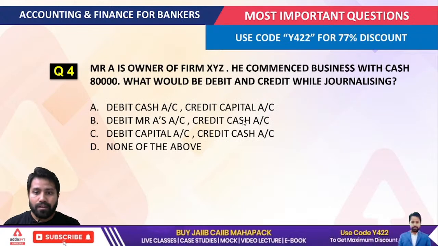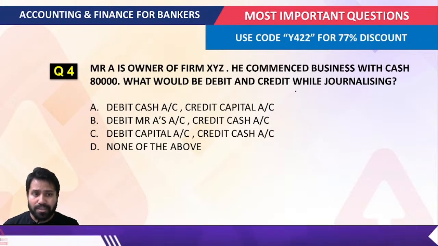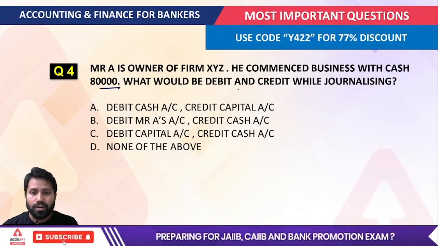Next, Mr. A is the owner of the firm XYZ. He commenced business with cash of 80,000. So what would be the debit and credit while journalizing?